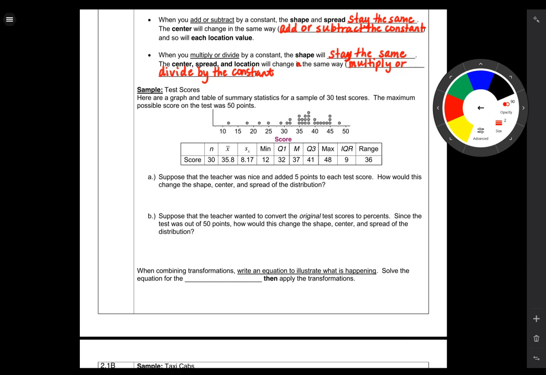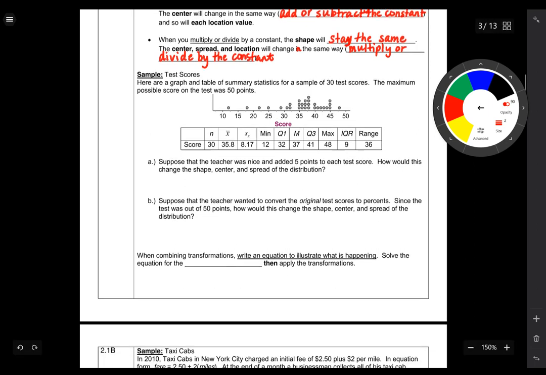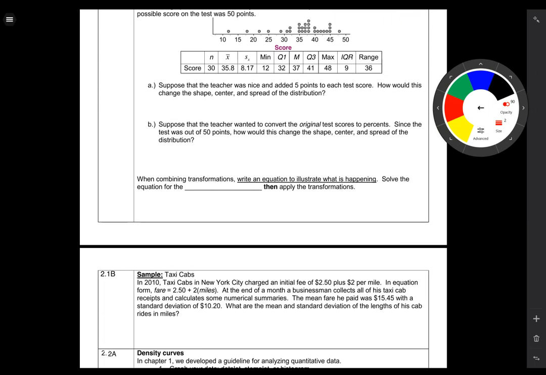I guess we can write that down first. So the shape, and remember the shape will stay the same. So the shape and spread would stay the same. Because even if you're adding 5 points to every score, the difference, the range, the spread is going to be the same no matter what.